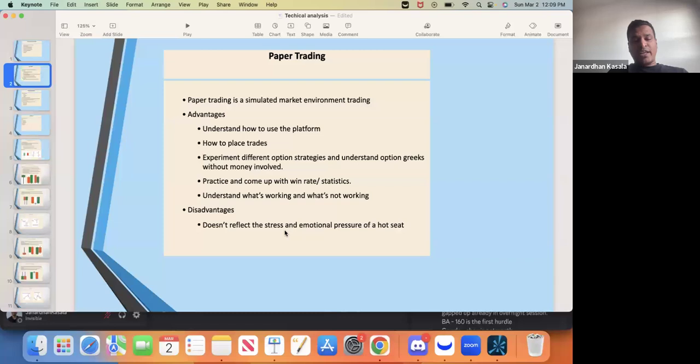But the disadvantage of paper trading is it does not reflect the stress and emotional pressure of the hot seat. Like you're playing with your friend, all good, but when you're actually playing with your real money, it's a completely different ball game. Where to enter, where to exit, but when your money is involved, you get the FOMO trigger, like, oh no, I don't want to miss the trade. You enter early, and you exit early.